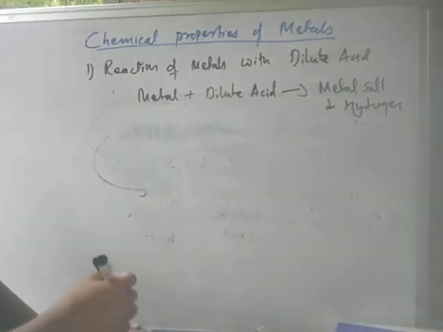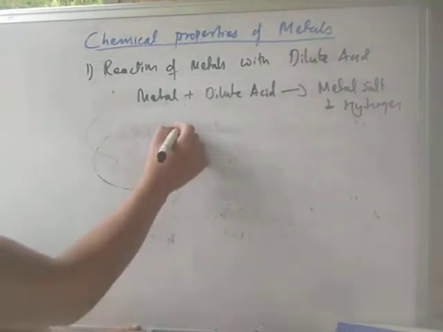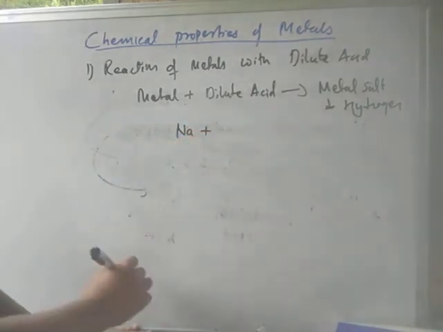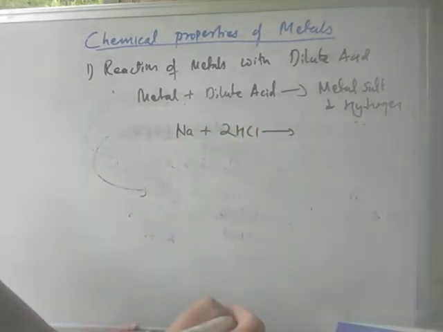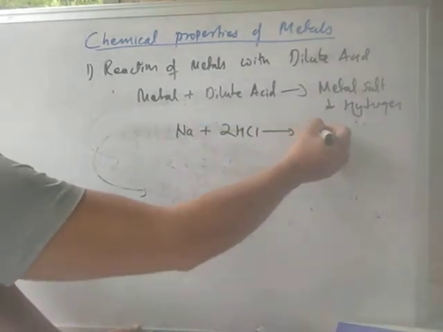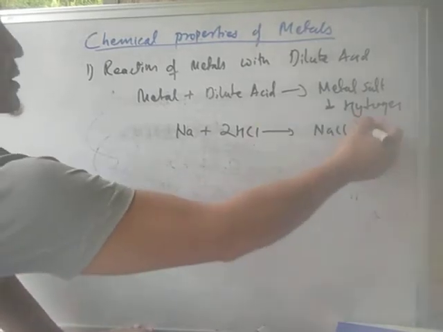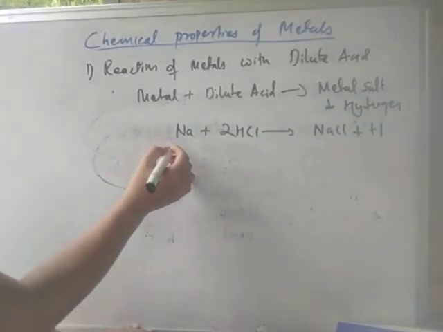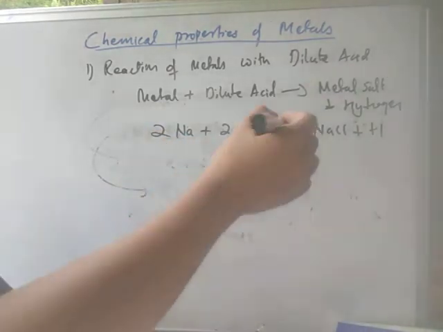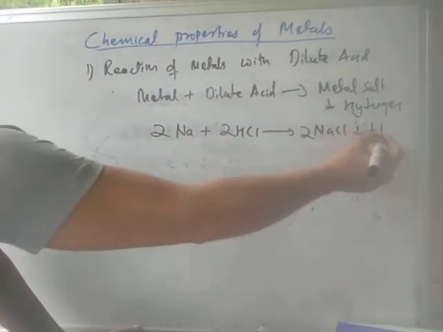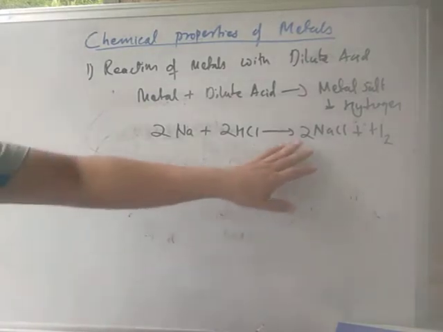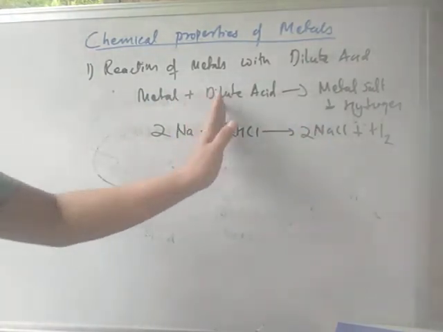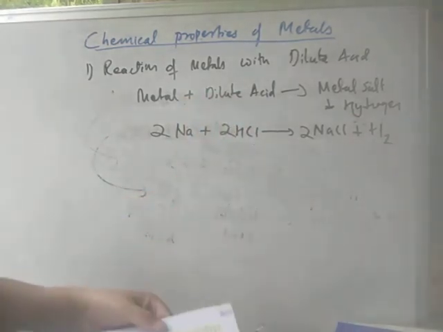So example, write down: metal is sodium plus dilute acid, HCl, hydrochloric acid, gives metal salt, NaCl, plus hydrogen. So 2Na plus 2HCl gives 2NaCl plus H2, which is a gas. So this happens: metal salt plus hydrogen, when any metal reacts with dilute acid.